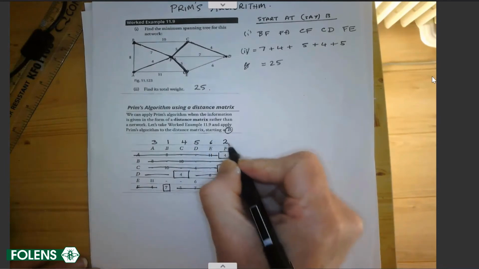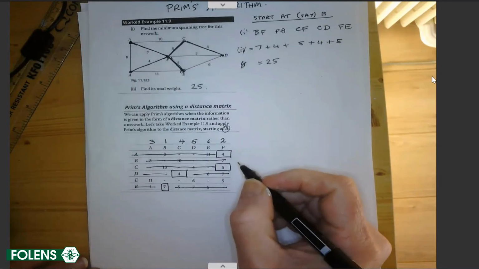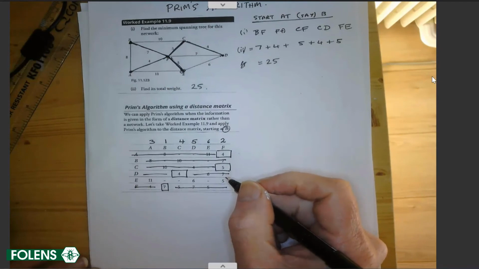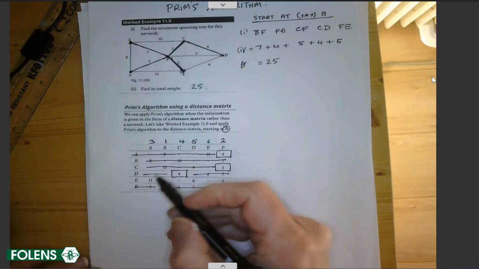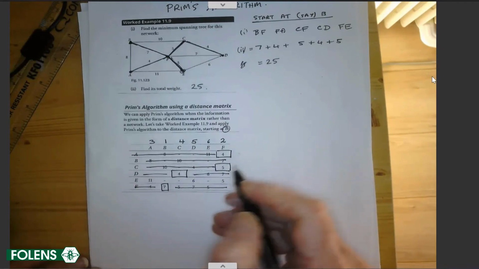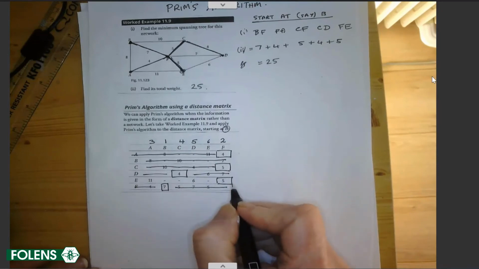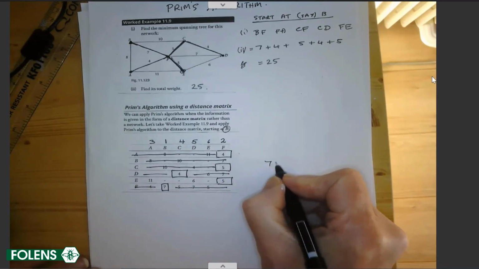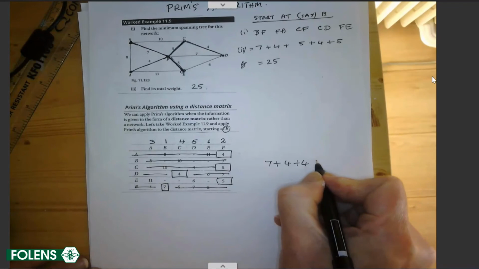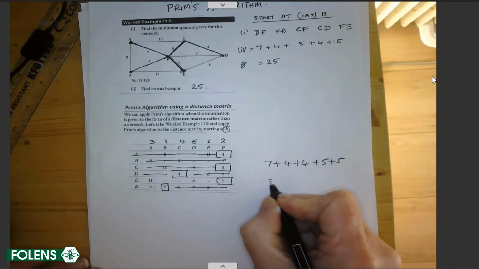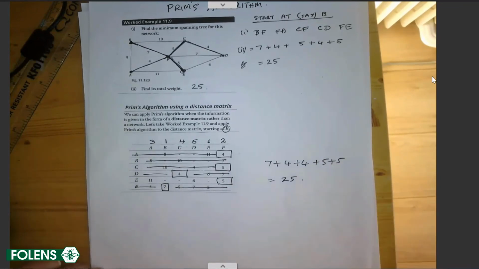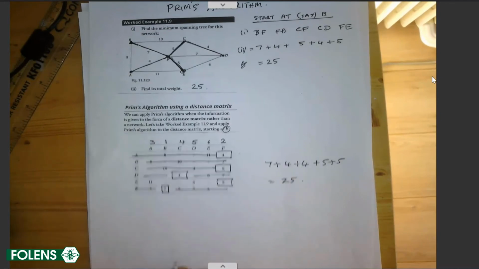But the last one is E. So I look down under all of these, 11 or 6 or 5. Well, 5 is the smallest. So I have 7 and 4 and 4 and 5 and 5, which adds up to 25 again. That is using the matrix method.